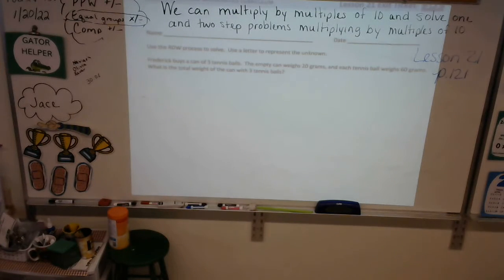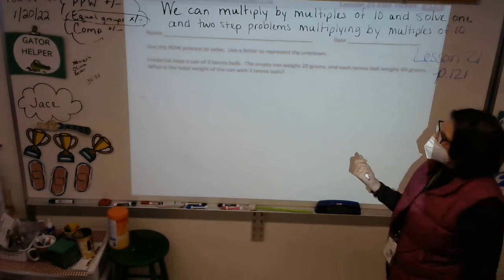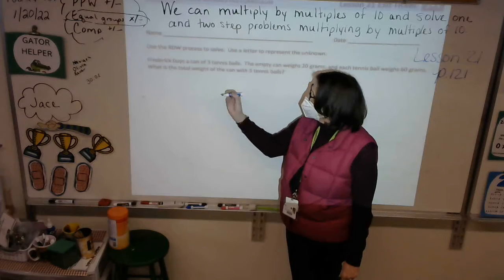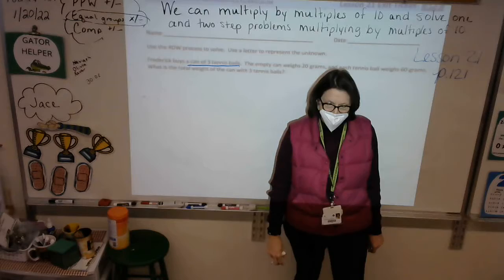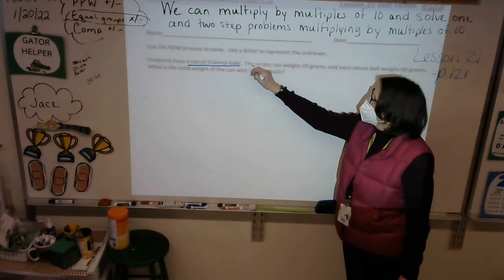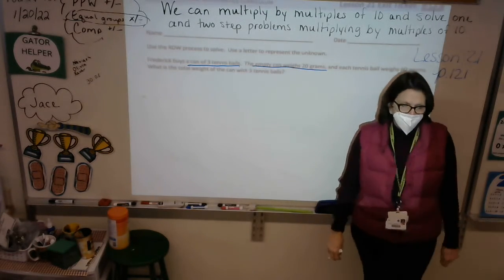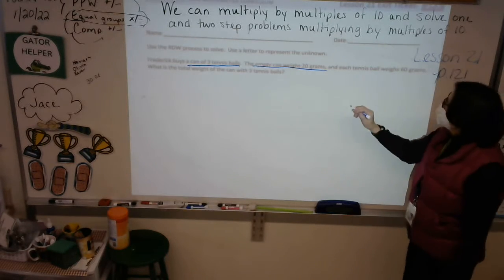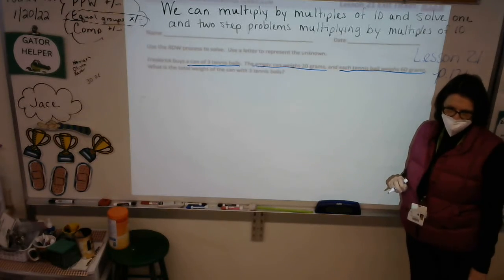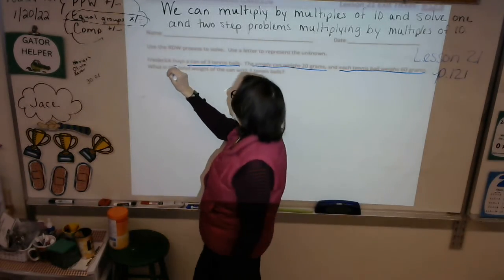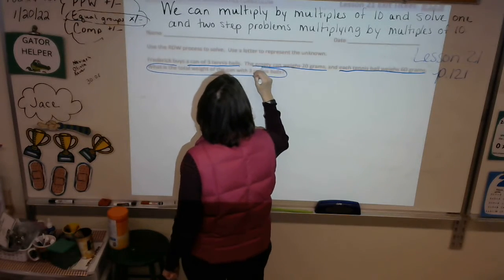So let's underline our notes, and then I'm going to let you work at it on your own. It is a 2-step problem. They do want you to use a letter for the unknown, okay? So what do we know? He buys a can of 3 tennis balls. Could you draw that? Absolutely. The empty can weighs 20 grams. Each tennis ball weighs 60 grams. What is the total weight of the can with the 3 tennis balls?